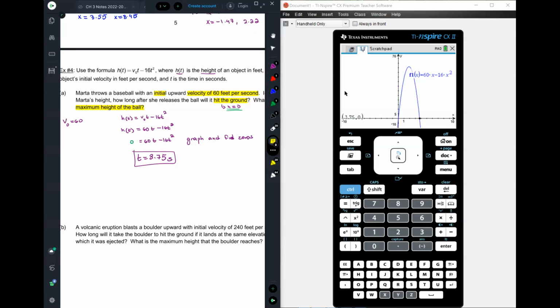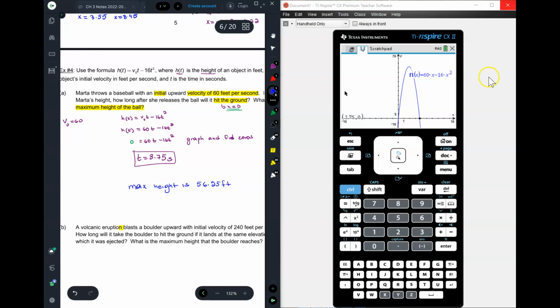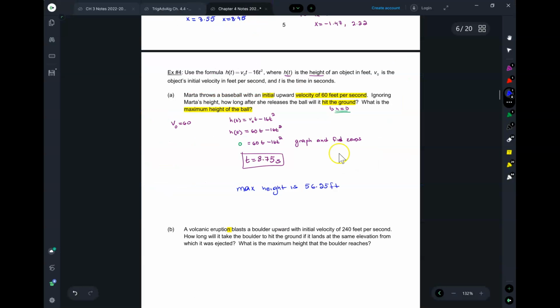So how are we going to find that? Exactly, the vertex, right? Here the height was 0, then the height is at its maximum, then the height is 0 again. So you trace, you find the maximum, and how much is that one? 56.25 feet, I think, right? We're going to go to the hundreds place. Okay, so let's do one more.